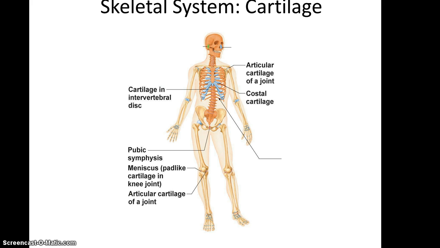Now it's important to remember that the skeletal system also needs cartilage in order to function properly, and cartilage is found at the joints or at places where two bones articulate. Some examples include the costal cartilage that connects the ribs to the sternum, the cartilage of the intervertebral discs found between each vertebrae in your vertebral column, the pubic symphysis, which attaches the two sides of the pelvis together, and so forth.